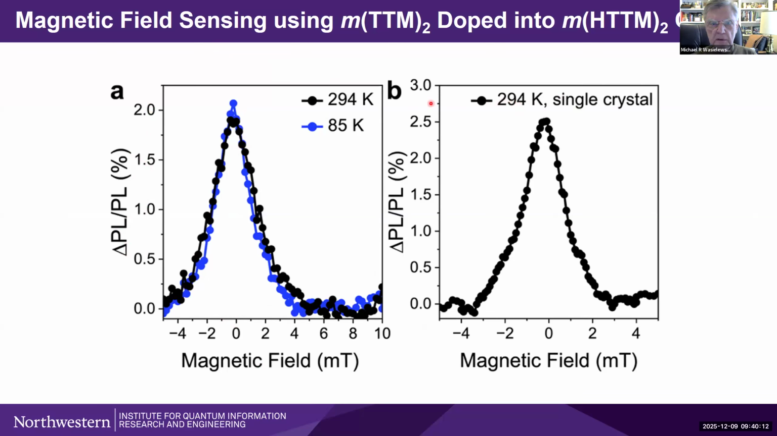And this is in the powder on the left. On the right is a single crystal at room temperature. And you can see that it's symmetric about 0, obviously, but basically the full width at half max, from the center to the edge here, is about 1 millitesla.